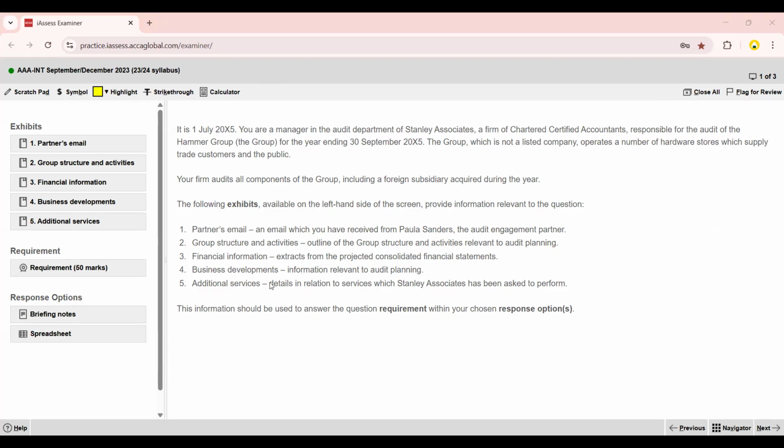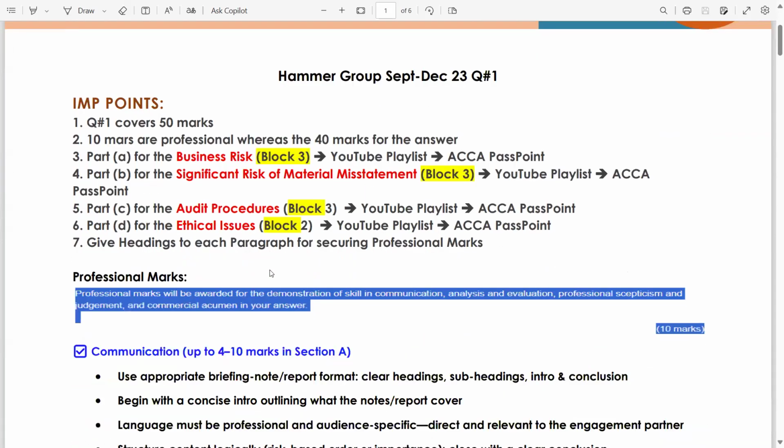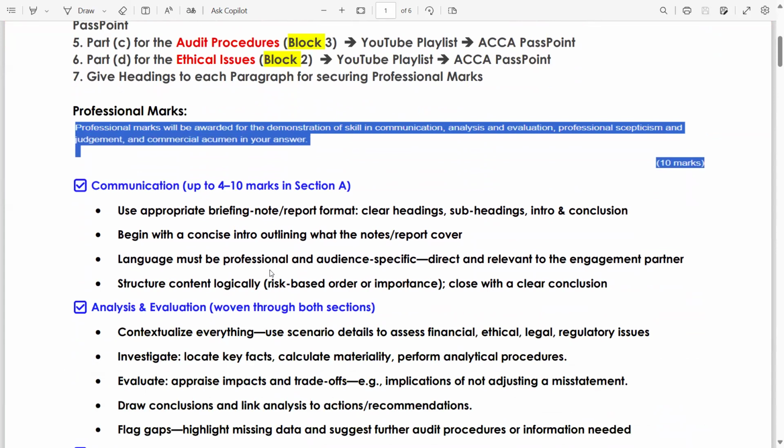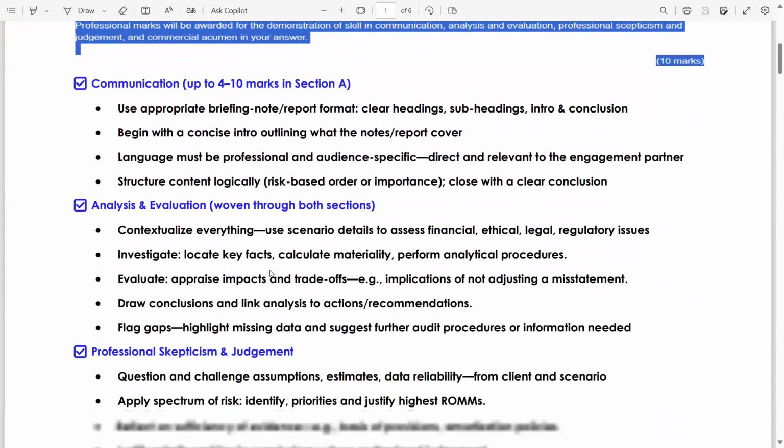Okay. Amar Group, September December 23, question number 1. There are a few important points which I have mentioned in all the past paper questions. Now we have professional marks. I have covered them so many times. So this is for your personal reading.